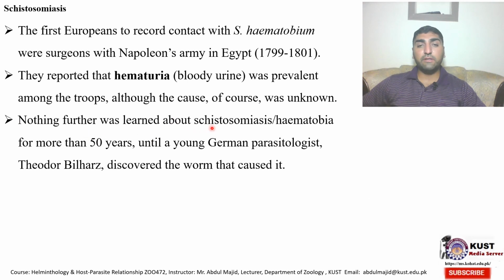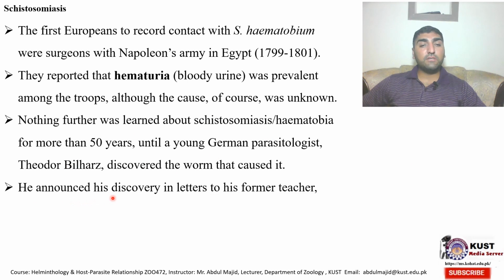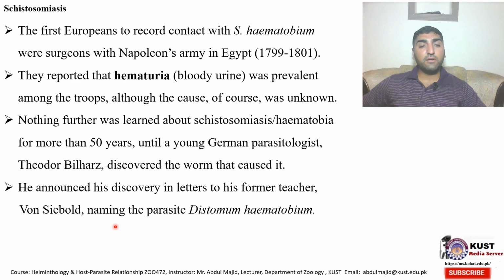Nothing further was learned about schistosomiasis or hematuria for more than 50 years, until a young German parasitologist, Theodor Bilharz, discovered the worm that caused it. This is why this disease is also famous by the name of bilharziasis. He announced his discovery in letters to his former teacher, von Siebold, naming the parasite Distomum haematobium. But actually it was not Distomum haematobium, it was Schistosoma haematobium. Later on Distomum was replaced by Schistosoma.